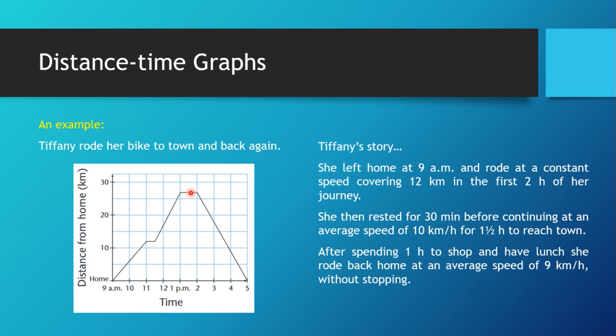Now we can see that she stops. This time she stops for an hour. It's a longer stop than here. And then she rides back home at an average speed of 9 kilometres per hour. It takes her 3 hours to travel 27 kilometres. 27 divided by 3 is 9 kilometres per hour.